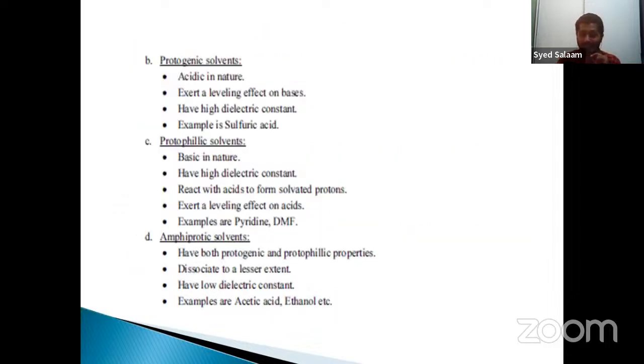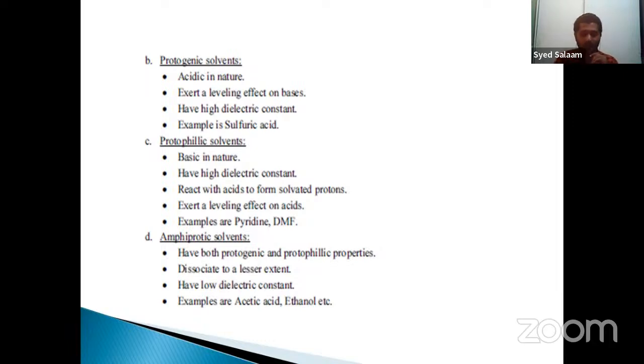Protogenic solvents are acidic in nature, exert a leveling effect on bases, and have a high dielectric constant. An example is sulfuric acid. Now, protophilic solvents are basic in nature, have a leveling effect for acids, a high dielectric constant, and react with acid to form solvated protons. Examples are pyridine and DMF. Amphiprotic solvents have both protogenic and protophilic properties, dissociate to a lesser extent, and have a low dielectric constant. Acetic acid and ethanol are examples. Protogenic solvents have a leveling effect on bases, while protophilic solvents have a leveling effect on acids.